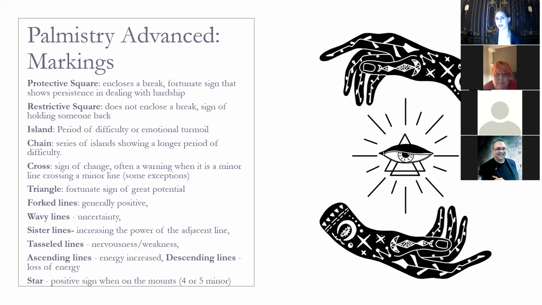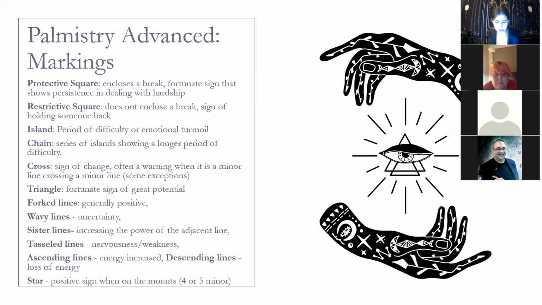Sister lines increase the power of the adjacent line. We talked about that with the heart line and the lifeline. Tasseled lines are kind of breaking off fragments, lines indicating nervousness or even weakness there. You'll often find tassel lines going either up or down. Ascending lines mean that energy is ascending, going up. Descending lines mean that the energy is going out. With descending, there's kind of a loss there.